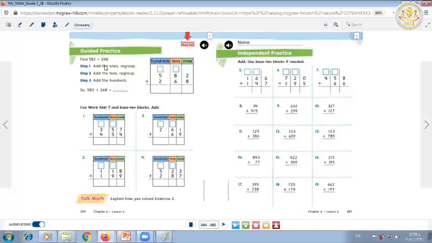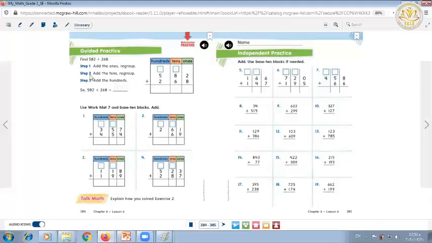Okay, let's see, for example, here in this lesson, add 3-digit numbers. Step 1, add the ones and regroup. 2 plus 8 equals 10. That means I have a new 10 here, 0 in the ones, and the new 10, the 1 ten I have, I put it with the tens.